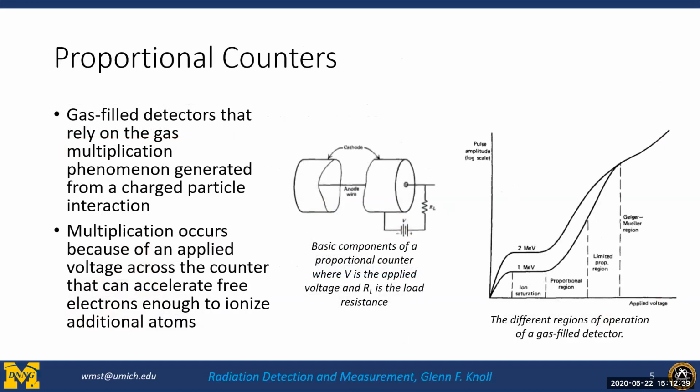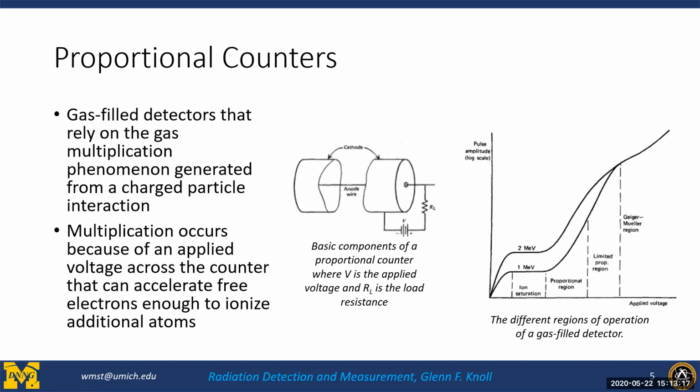So proportional counters are gas-filled detectors that rely on gas multiplication phenomena when charged particles interact with it. So you can see the basic breakdown of a proportional counter or gas-filled detector here, where you have an anode wire surrounded by some kind of cathode cylinder around it, where the interior here is filled with a gas, and then we have some voltage bias across the detector. And the voltage bias gives us our collection mechanism.